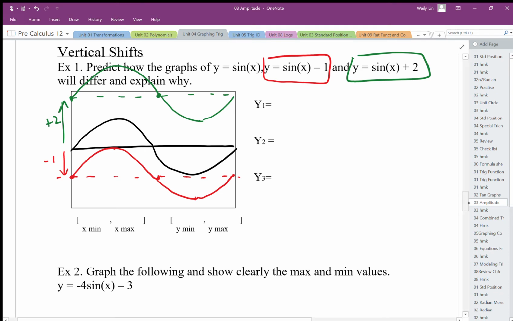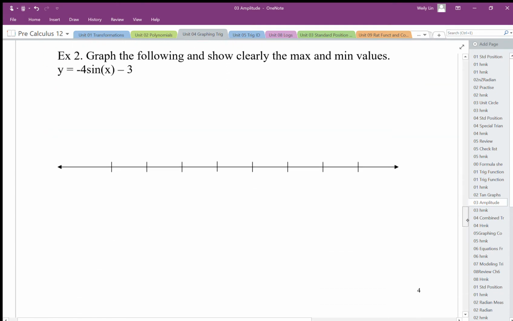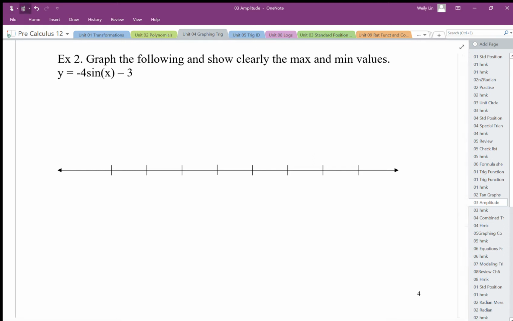So we're going to start putting these together now when we're graphing these. So if I have my y equals -4 sine x minus 3, well, what's happening? What's the transformation? I'm expanding by 4, I'm flipping it, I'm shifting it down 3. So I need to kind of organize some stuff here. There's really 4 main things I need to know when I'm graphing.